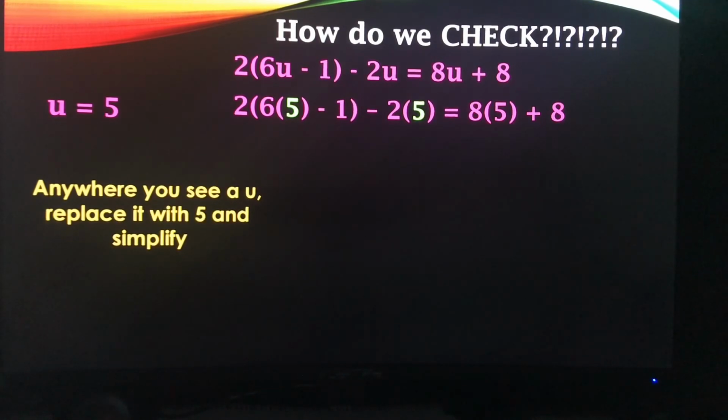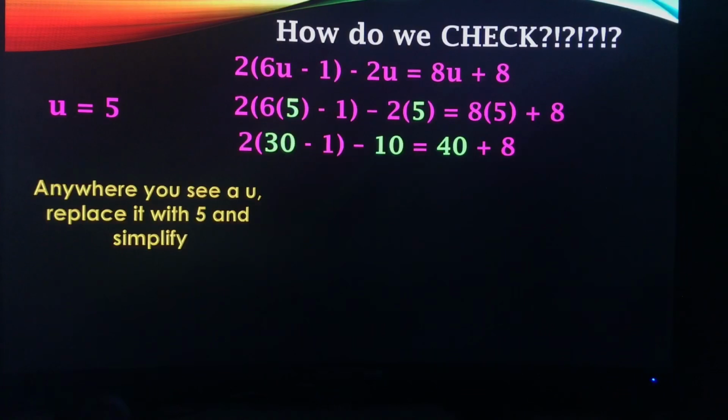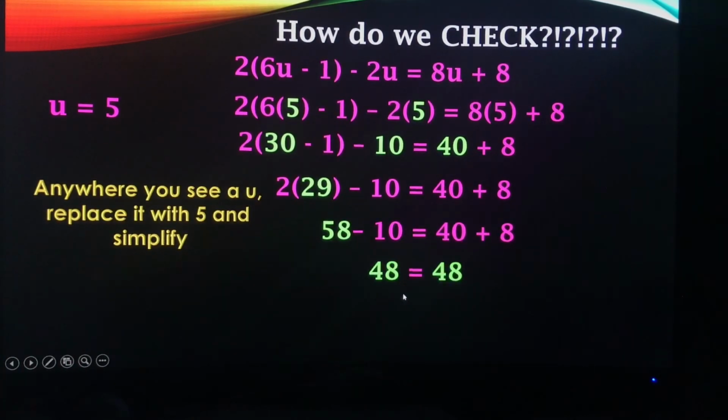I'm then going to simplify. I'm going to do order of operations. So first I do 6 times 5, which is 30, and 2 times 5, which is 10, and 8 times 5. Order of operations tells me to go inside my parentheses to get 29. I then am going to multiply to get 58. I'm then going to, on the left side, subtract, and on the right side, add. 48 does in fact equal 48.